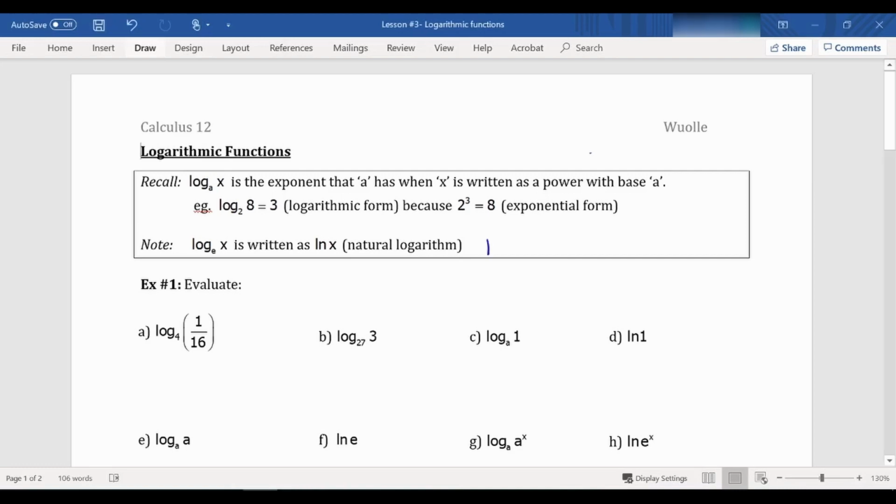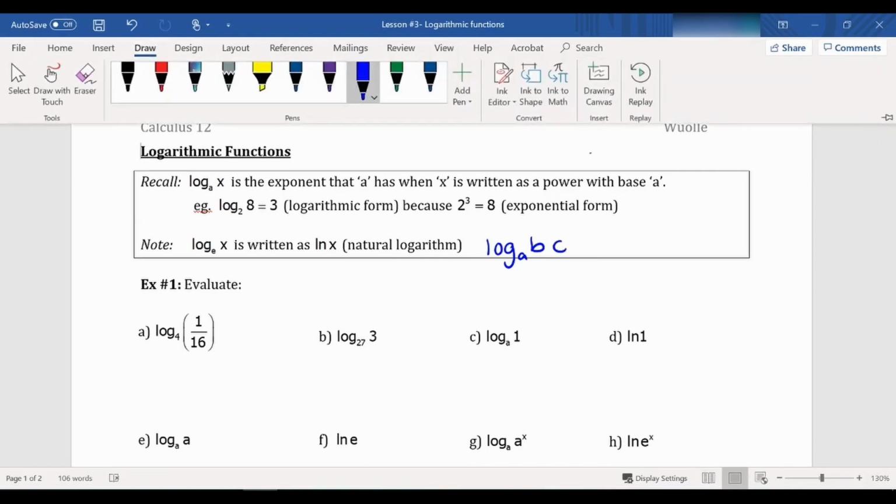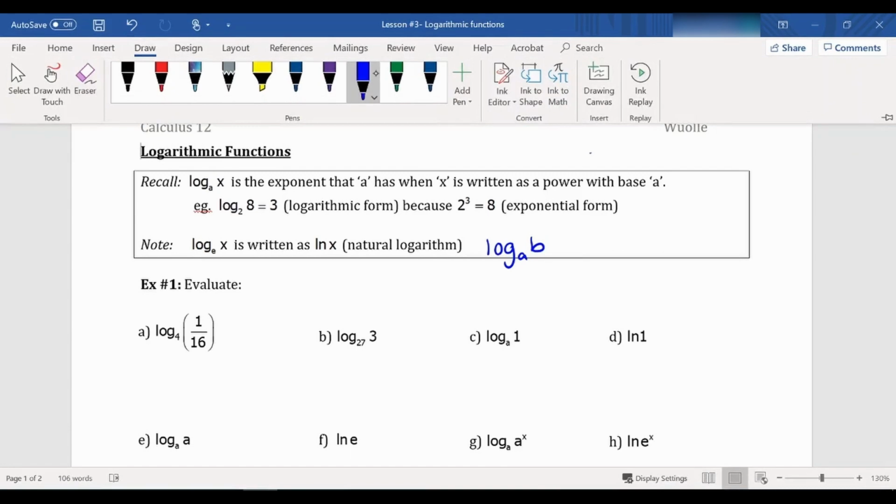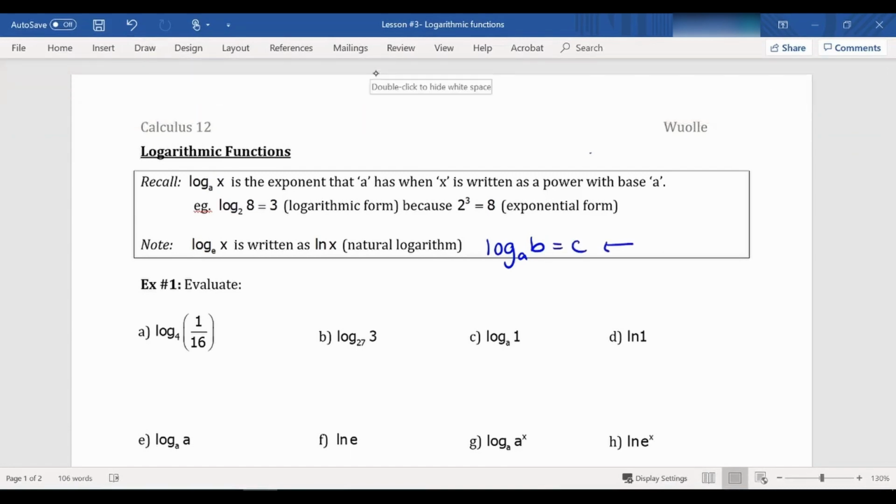You had a lovely little conversion that you would have used last year: if you have log base a of b equals c, the exponential form would be a to the power of c equals b. So you can easily convert between logarithmic and exponential form.